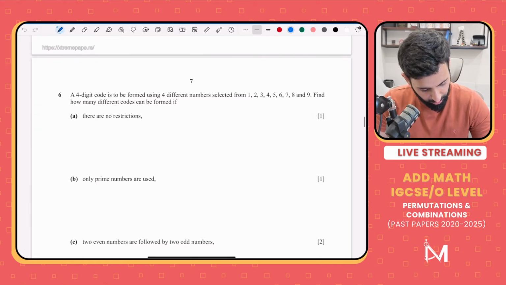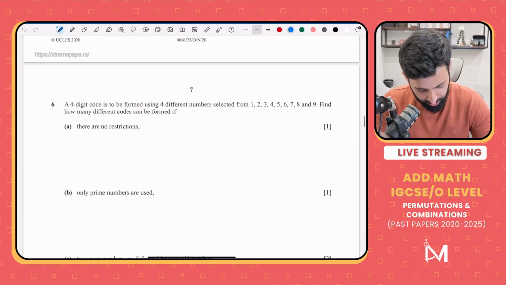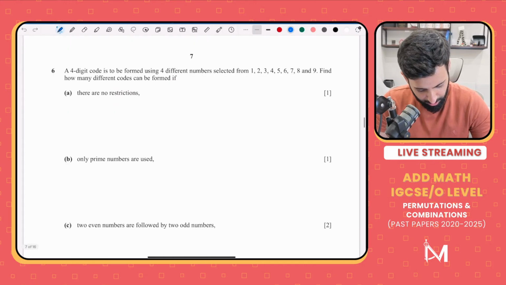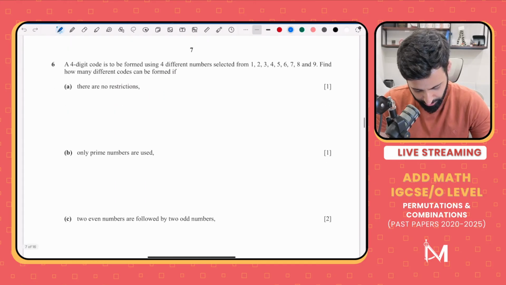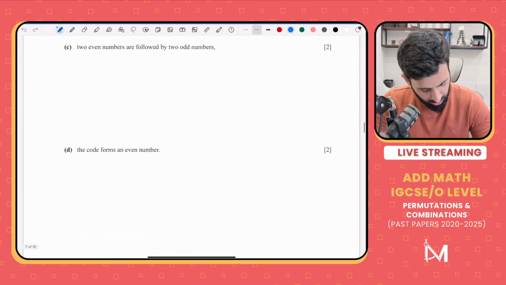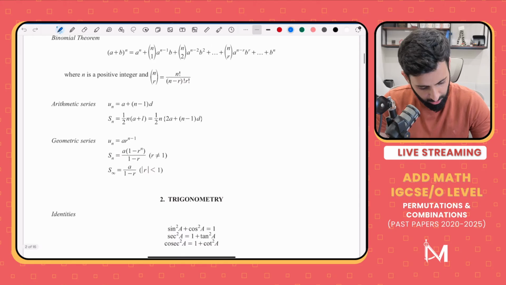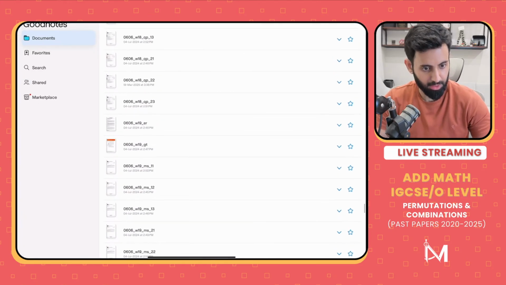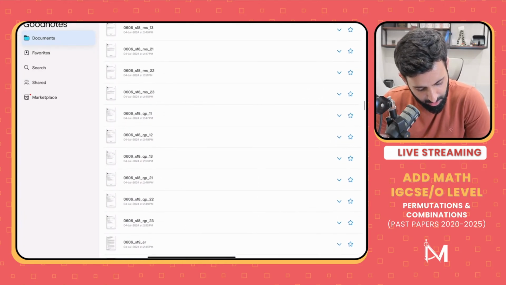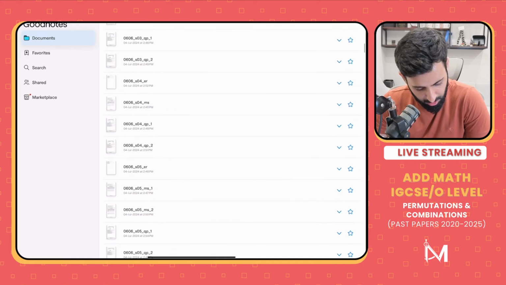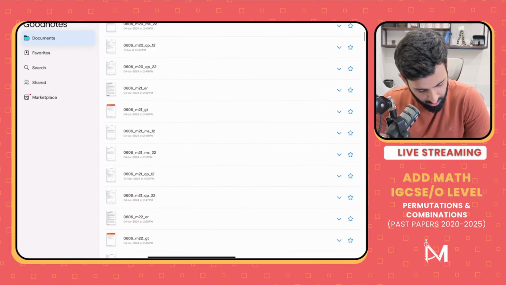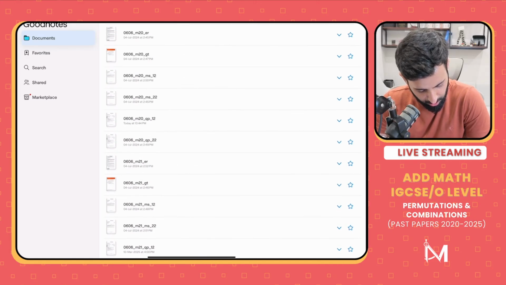Okay, here we go. A 4-digit number is to be formed using 4 different numbers selected. Fine. There are no restrictions. Only prime numbers are used. 2 even numbers are followed by 2 odd numbers. Easy. The code forms an even number. Yep, easy. So let's see if there's a combination question. Okay, no combination question. All right. So now let's go back. ठीक है, अब हम करते हैं सारे March की series के questions. So let's do March 21.